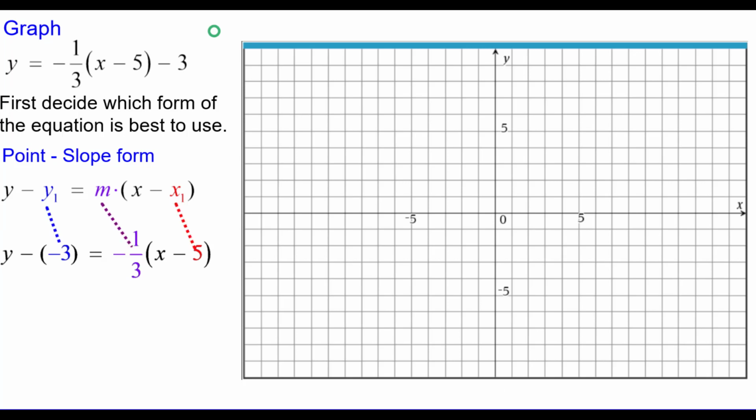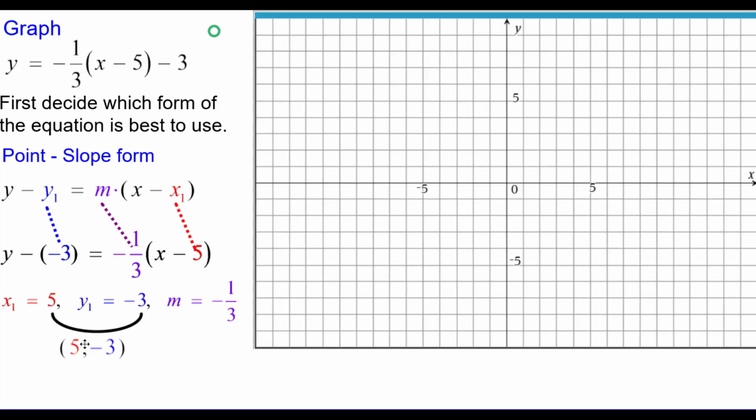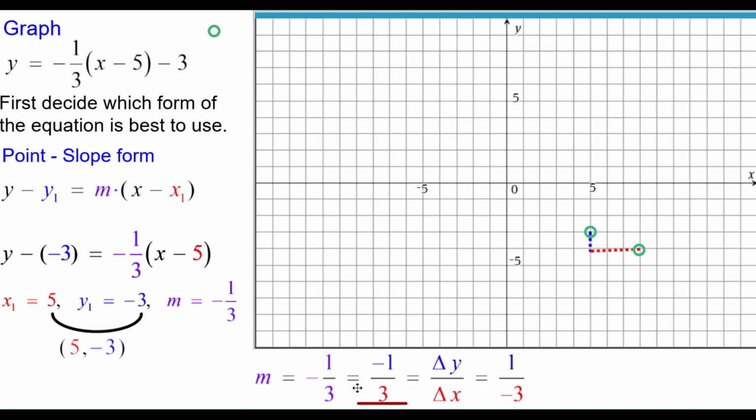So we can go ahead and find the values of these 3 parameters right here. Here we get the point 5, negative 3, so we'll plot that point, 5, negative 3. And then use the slope to find a couple more points. So negative 1/3 could be thought of as down 1, right 3, and also up 1, left 3. Those 3 points are collinear, and we connect them.